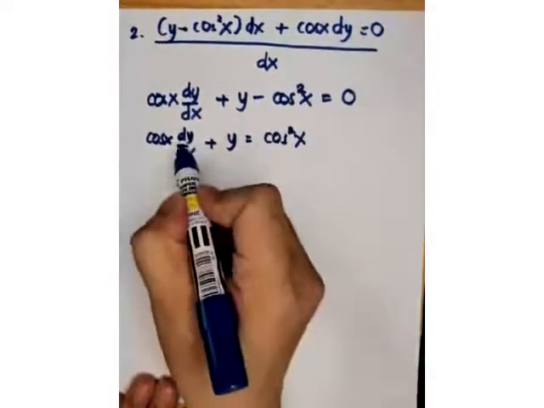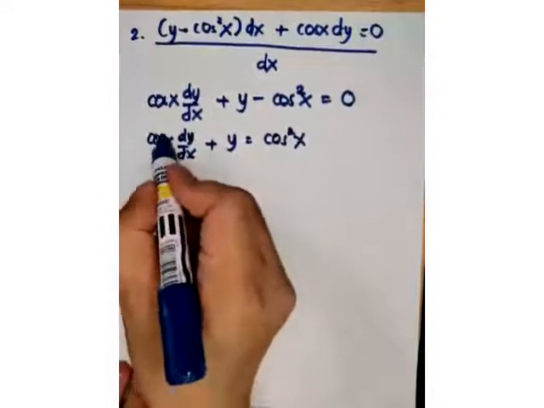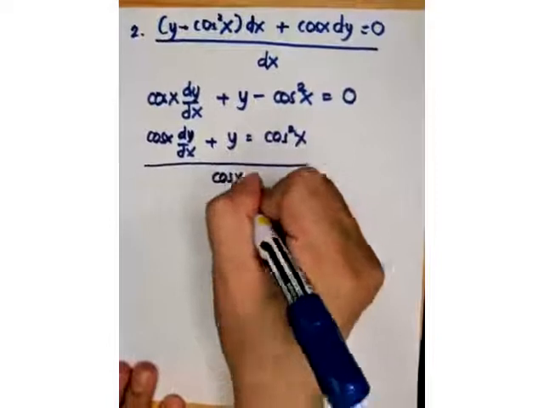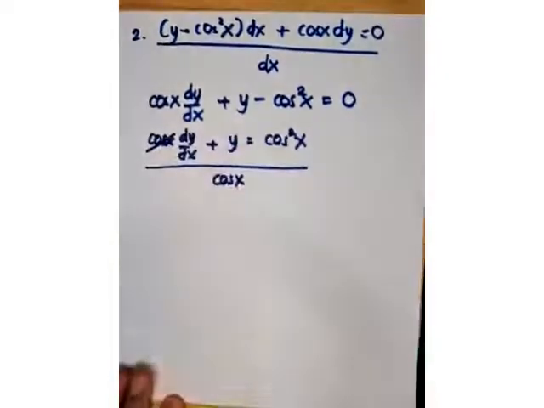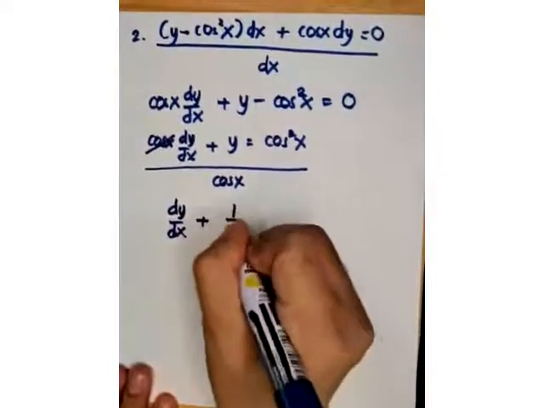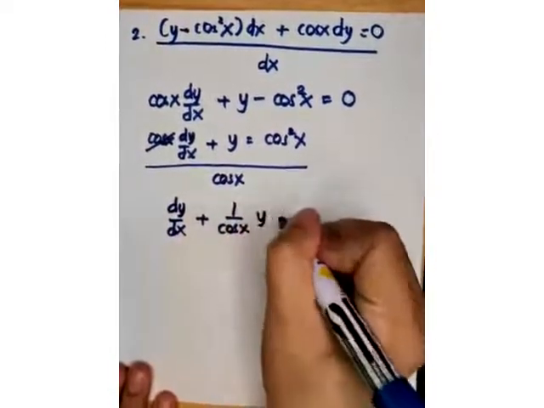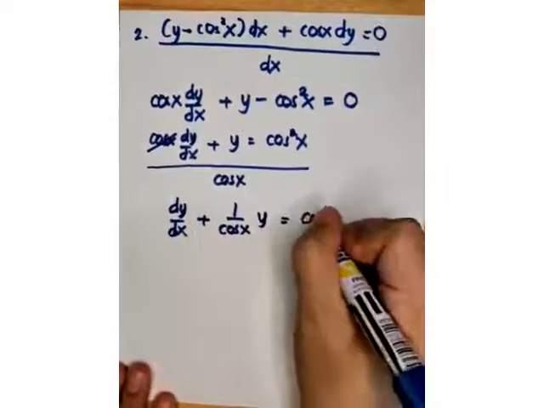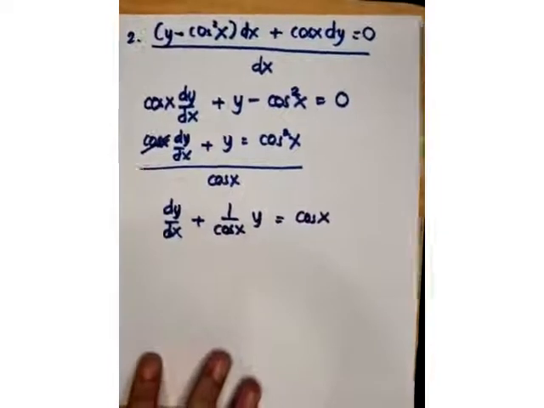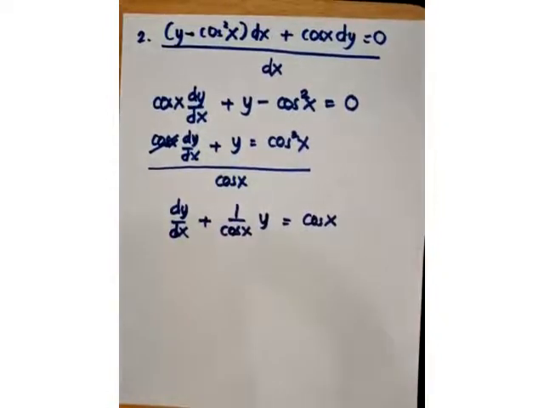And then, dapat ito, wala siyang cosine, wala siyang variable or coefficient na kasama. So, i-divide natin yung buo ng cosine x para ma-cancel yun. So, therefore, we'll have dy over dx plus 1 over cosine x y is equal to cosine x. Kuha ba? Okay. Any question ba sa pag-transform ko?